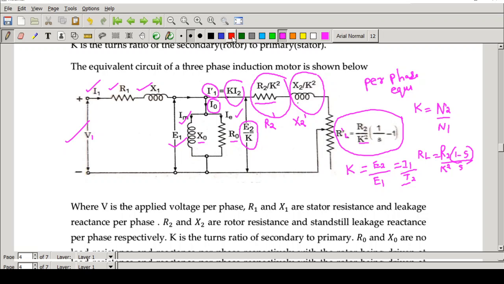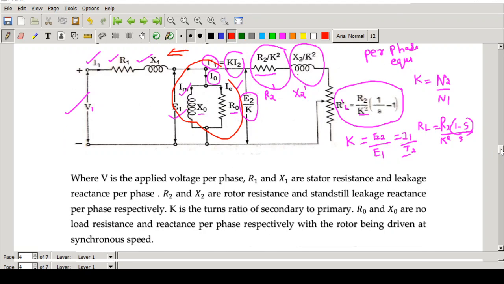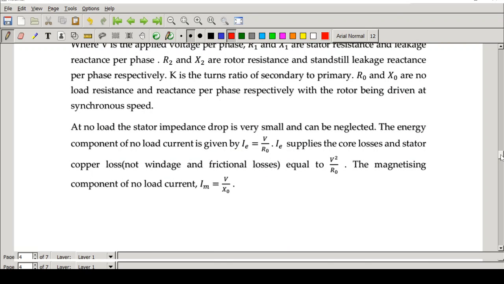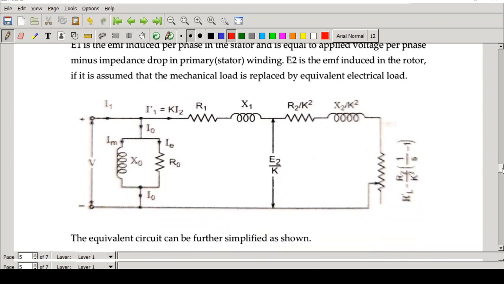Now we can simplify the equivalent circuit. We can bring the shunt parameters to the left hand side. When we bring the shunt parameters to the left hand side, it will be something like this. See here, you have the no load current I0. Now what will be Im? Im will be V1 divided by X0. That is the magnetizing component of the current. What about the current Ic that is flowing through the resistance R0? Resistance R0 represents the core loss component, and the current is equal to V1 by R0.